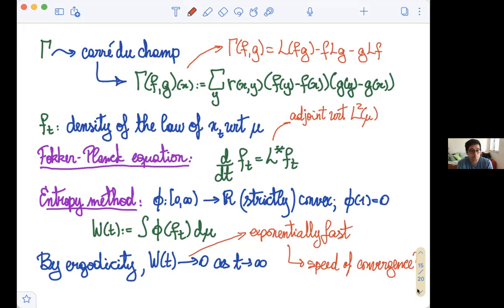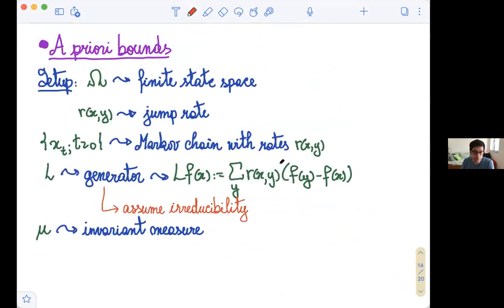And so how is it defined? It's a bilinear operator. L is a linear operator. If you look at the formula here, this is a linear operator in f, right? So L of f plus g is equal to L of f plus L of g.